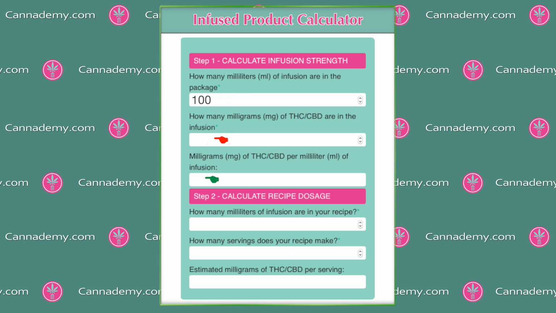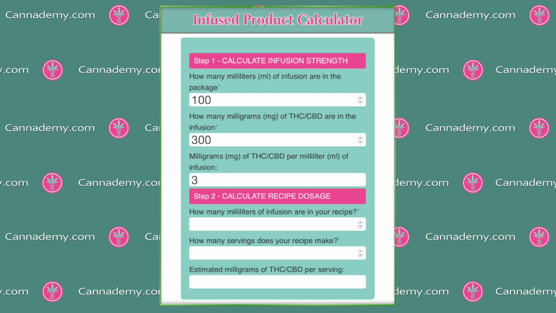Next, we will enter the total milligrams of THC or CBD that are in the bottle. In this case, the label tells us that there are 300 milligrams of THC. The calculator shows us that the product has 3 milligrams of THC or CBD per milliliter of oil.